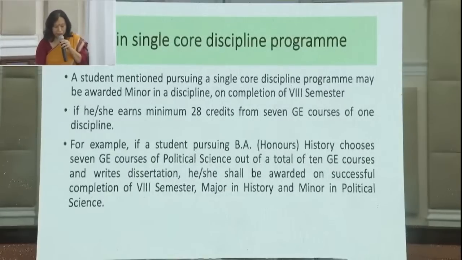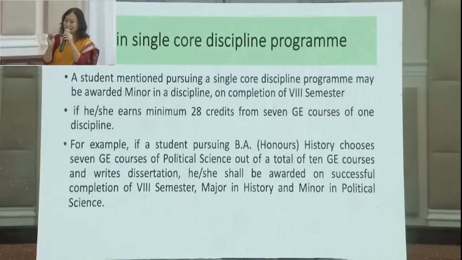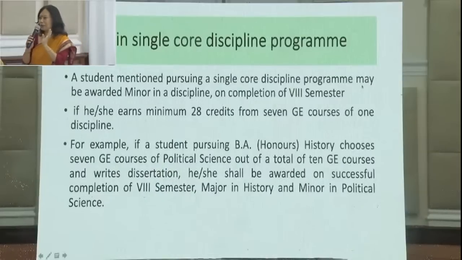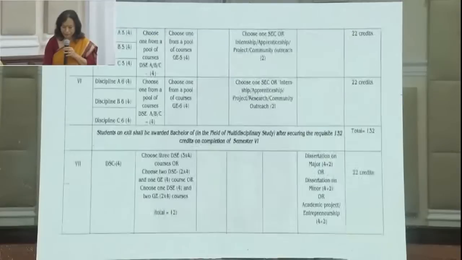Now, minor in a single core discipline program. So here the minor is of BA Honours History, minoring in political science, because he is choosing political science as GE. Then in that case, it is said that out of 10, 7 GEs have to be taken and a dissertation written. See, the dissertation on a minor, on the same discipline. Okay, major, fine. So, I think it's clear that it's not that you add up 28 from the dissertation. Fine, we would like that out of 10, 7 should be focused on that particular discipline, right? Yes. Now coming to the table.